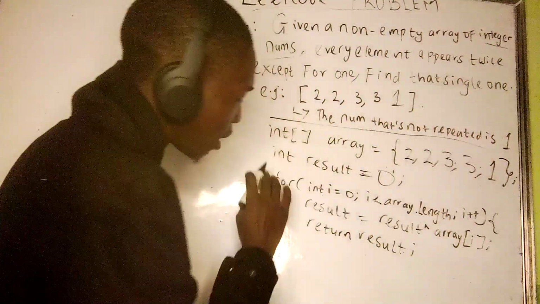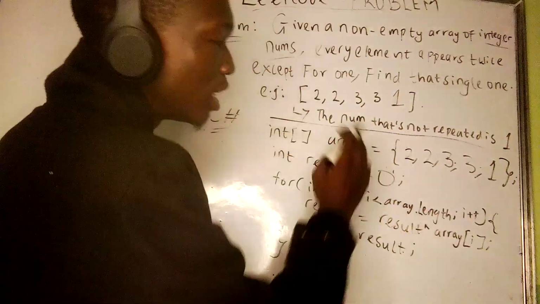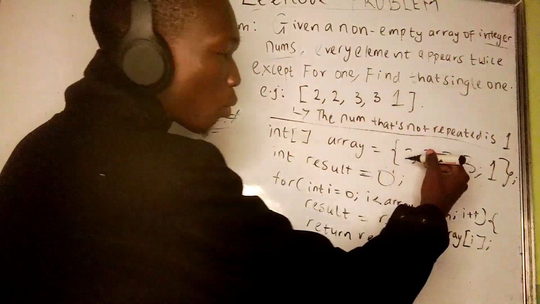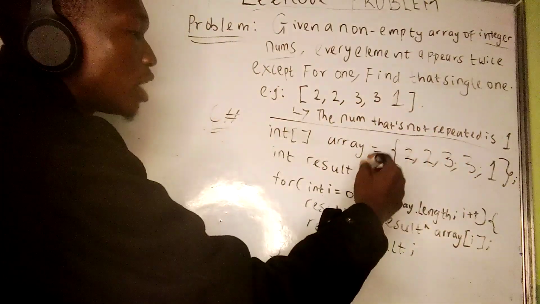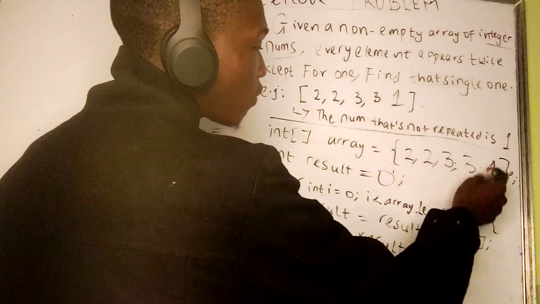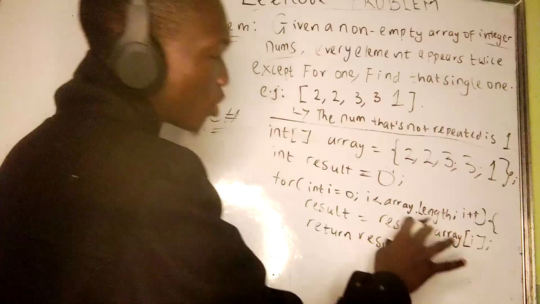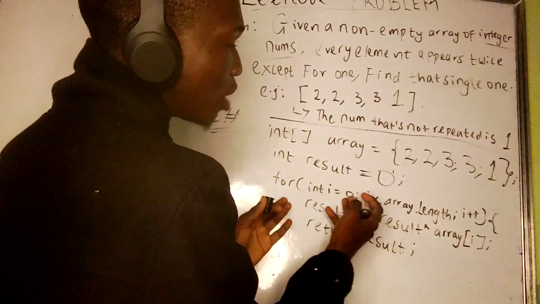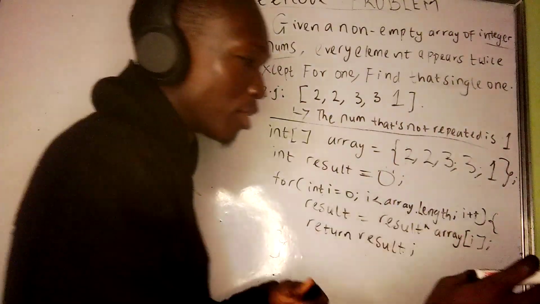And then I did my for loop. For int i equals 0, i less than array.length. The dot length property counts 1, 2, 3, 4, 5. You know how for loops work, I shouldn't even be breaking this down. So i is equal to 0, I started my count from 0, then I increment.